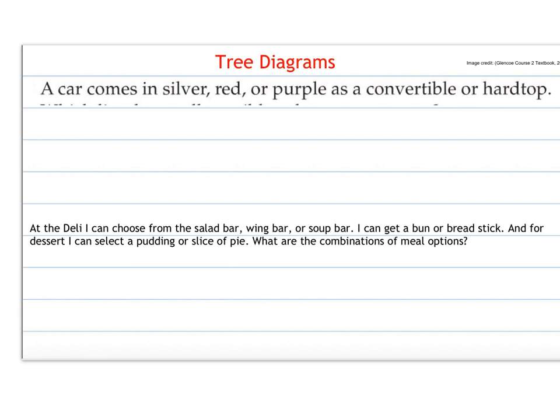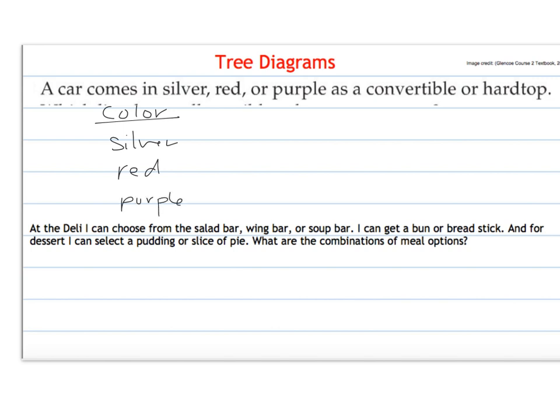So one example of that, if we have this question of cars, so we have that a car comes in silver, red, or purple, and it could be a convertible or a hardtop. So what I would write down, I start with my branches. Maybe I start with just my color. So this is one event in this probability, and the color could be silver, red, or purple. You gotta kind of be neat with these.